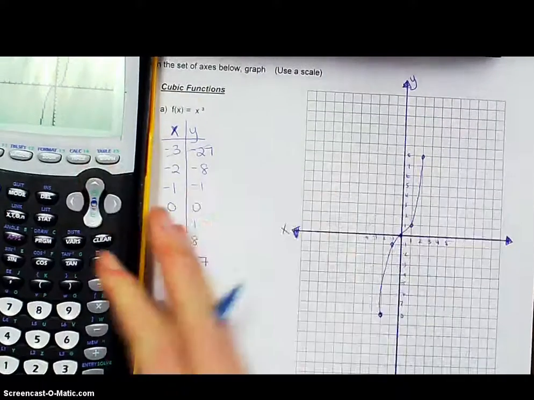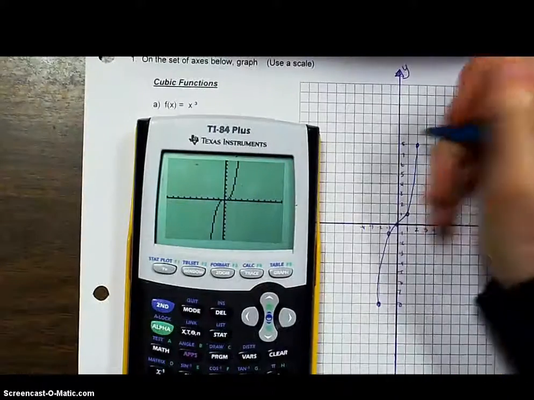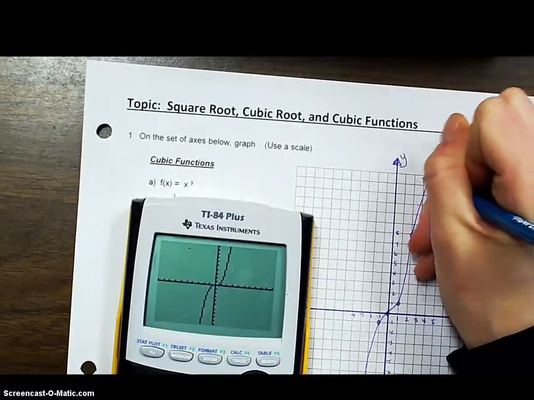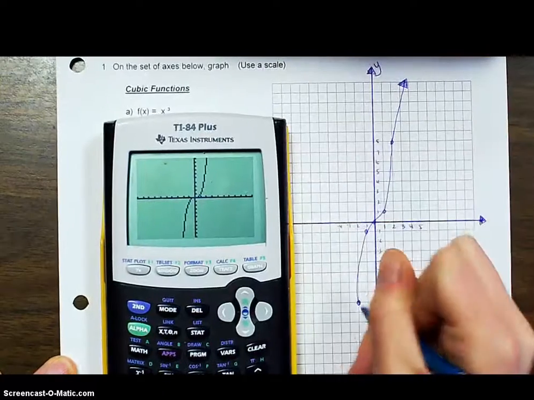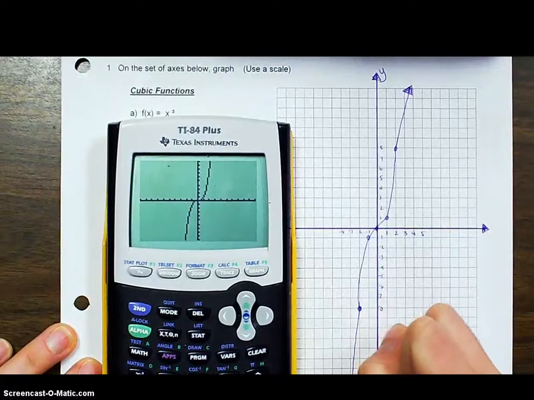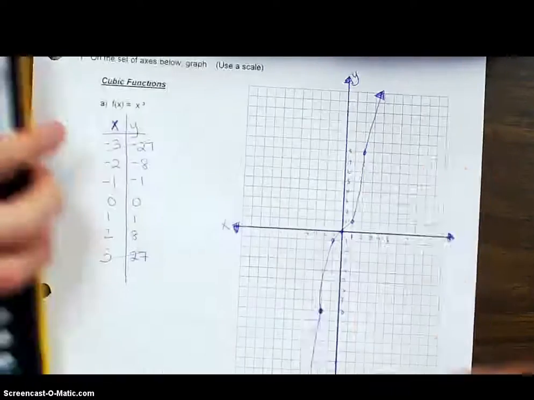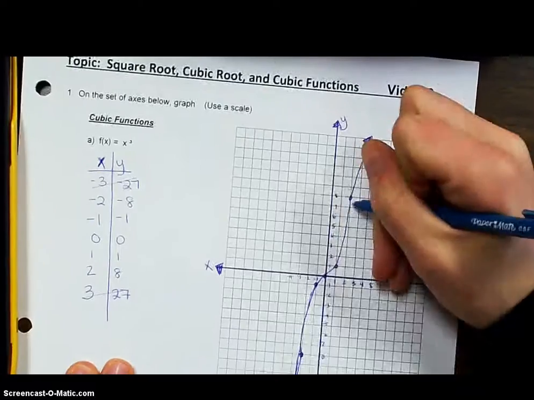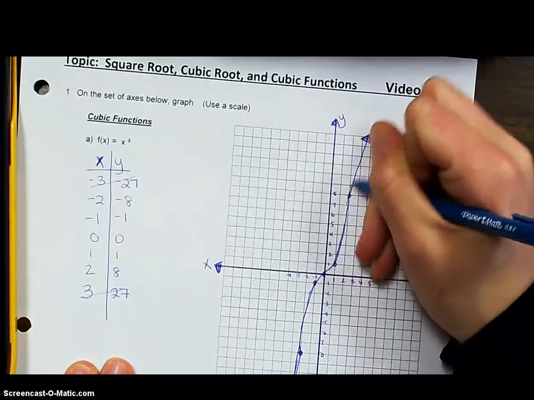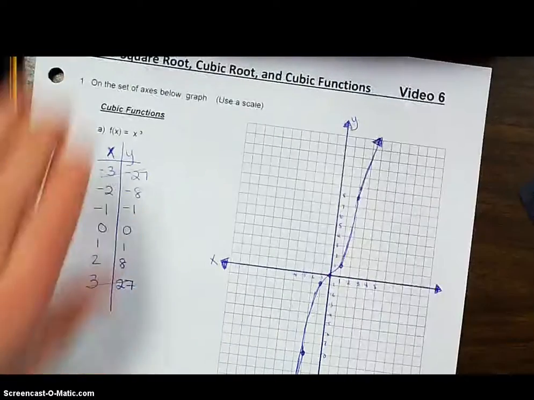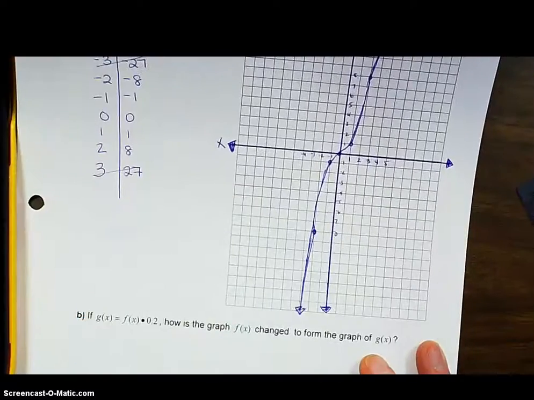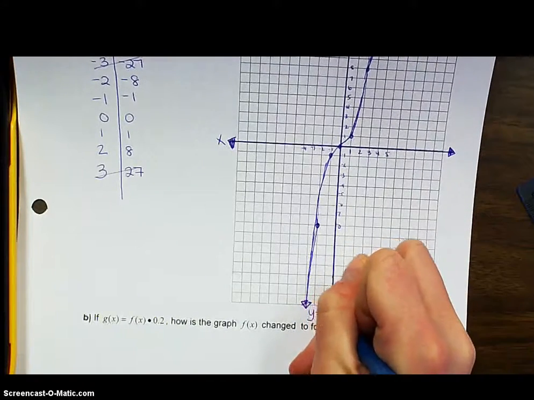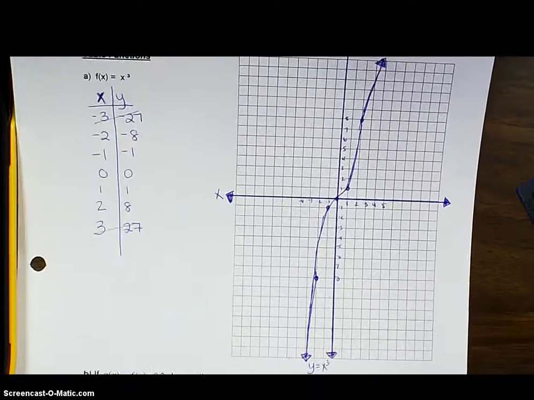I also know that this graph, if I look back here, is going to go on forever. So I'm going to continue going upwards a little bit and put an arrow there. And then I'm going to go downwards, down and out, and put my arrow there. I want to make sure this has a nice flow to it. Because it is a function, it is continuous and it goes on forever in both directions. And again, we always want to make sure that we label. So y equals x to the third power. And now we've got it.